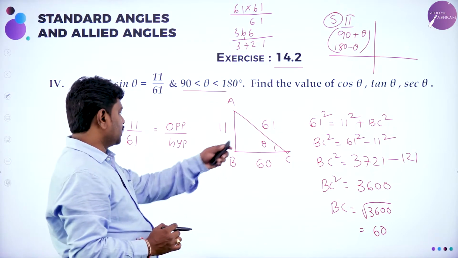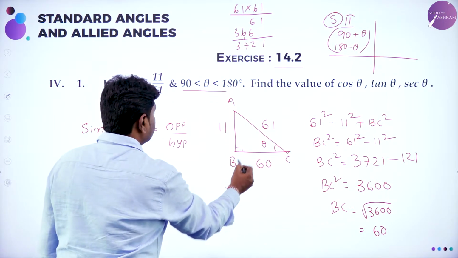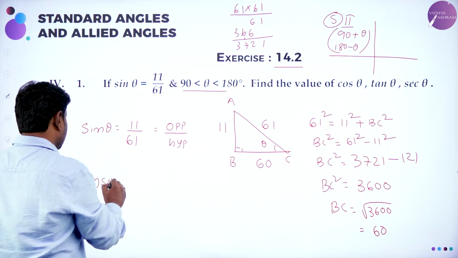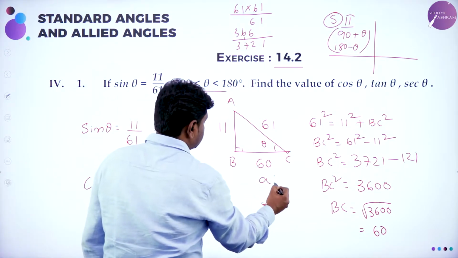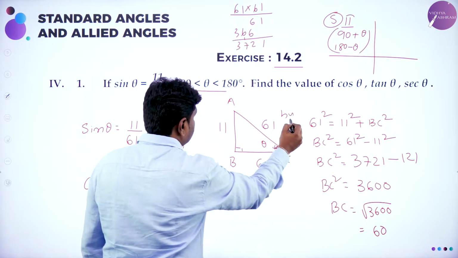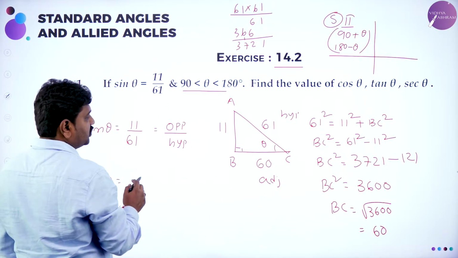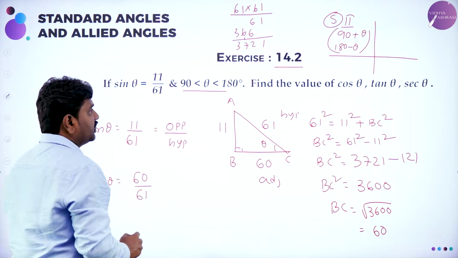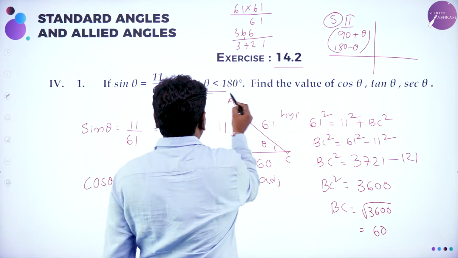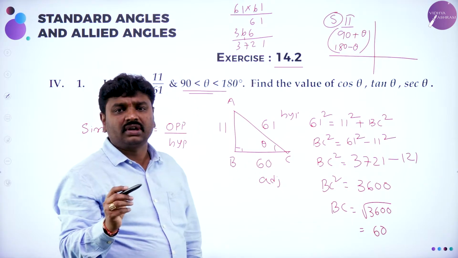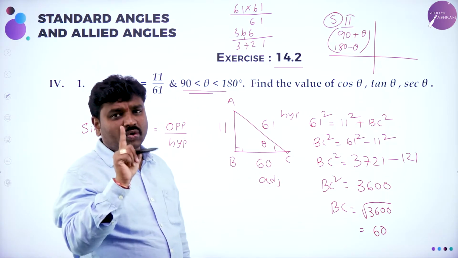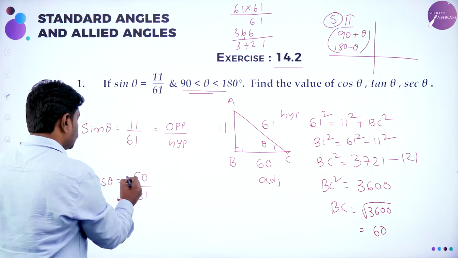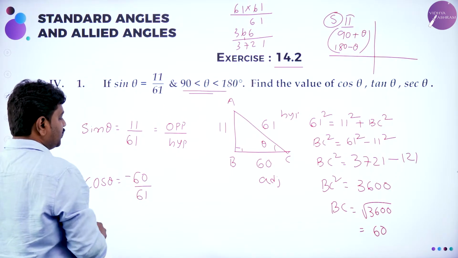So now we got a right angle triangle. From this you can write cos theta. What is cos theta? Cos theta, all of you know, is adjacent by hypotenuse. This is adjacent, this is hypotenuse. So it will become 60 divided by 61. But theta is in second quadrant. More than 90, less than 180 means what? It lies in second quadrant. In second quadrant, only sine and cosecant are positive, but cos is negative. So cos theta, I should write minus 60 by 61.